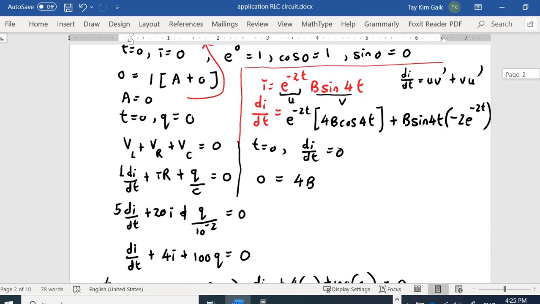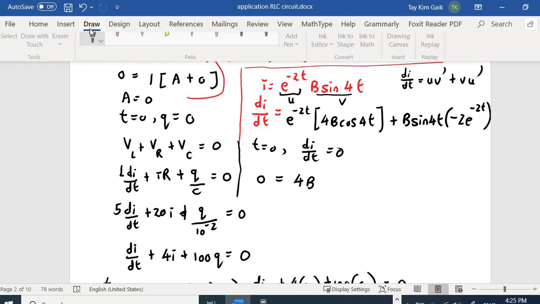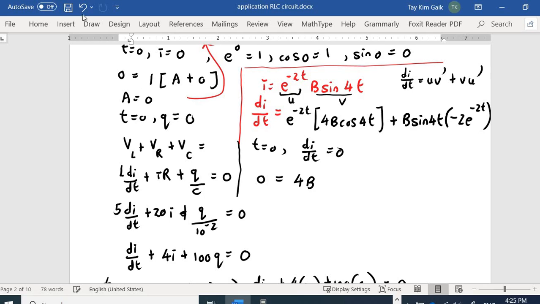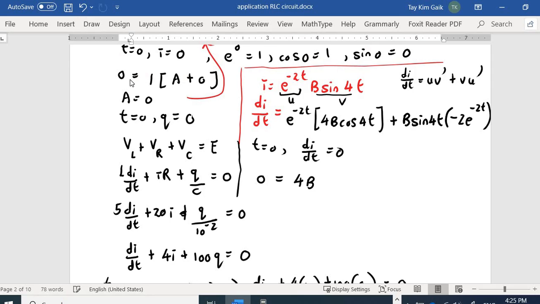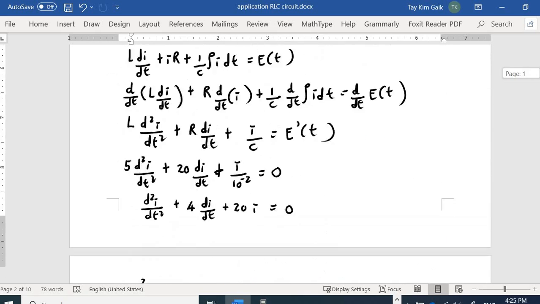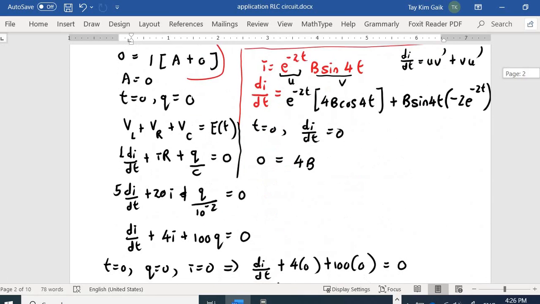Oh, and now what's the mistake? V_L plus V_R plus V_C equal to E(t). What was the mistake here? We couldn't get A equals 0 and B equals 0 at the same time. This is E(t), and E(t) is given as 100. So divide by 5 for dI/dt: 100 divided by 5 will be 20.